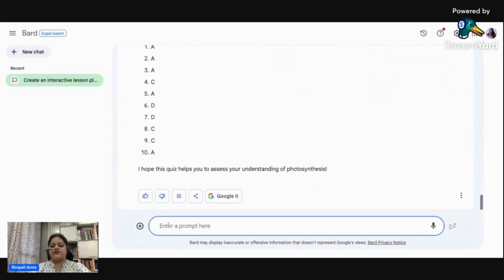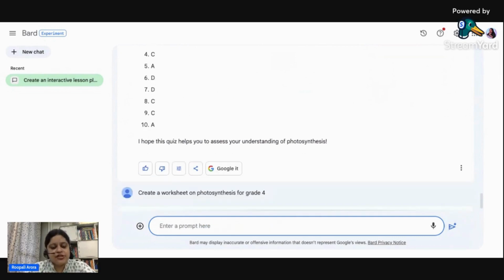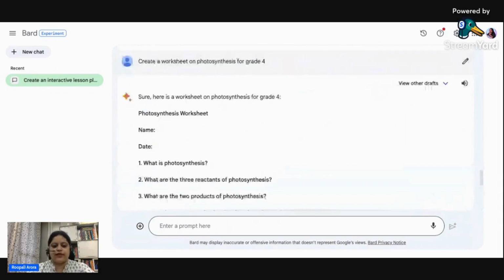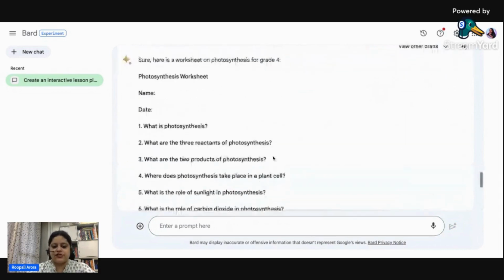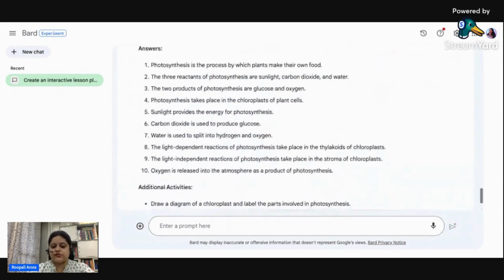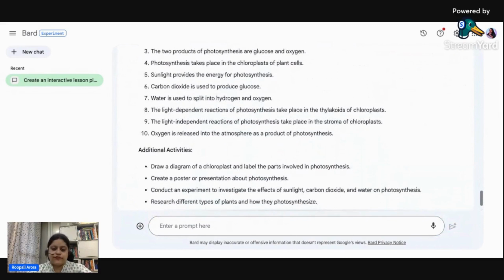Then the third way in which we can use Bard is for making assignments. So: create a worksheet on photosynthesis for grade 4. Now this is my revision exercise, or it can be my test for my students, or it can just be an in-class worksheet. So again, a worksheet is created in which there are certain questions as per grade 4 level and with their answers, so that we can easily teach photosynthesis in a more creative manner.